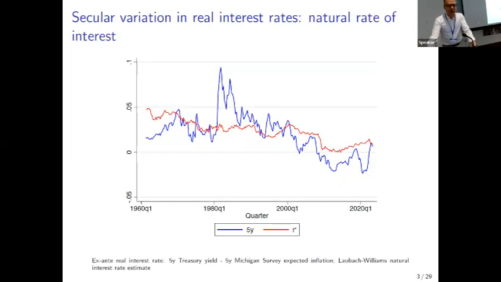Now, the standard place where people look for an explanation why real interest rates had these slow-moving changes is variation in the so-called natural rate of interest. Here's one example of an estimate of this natural interest rate. It's an often used series by Laubach and Williams. You can download it from the New York Fed website. It's shown here as the red line.